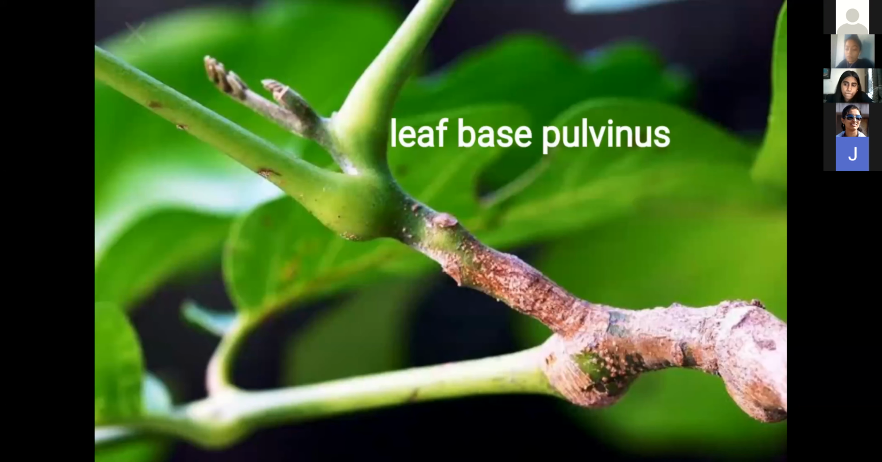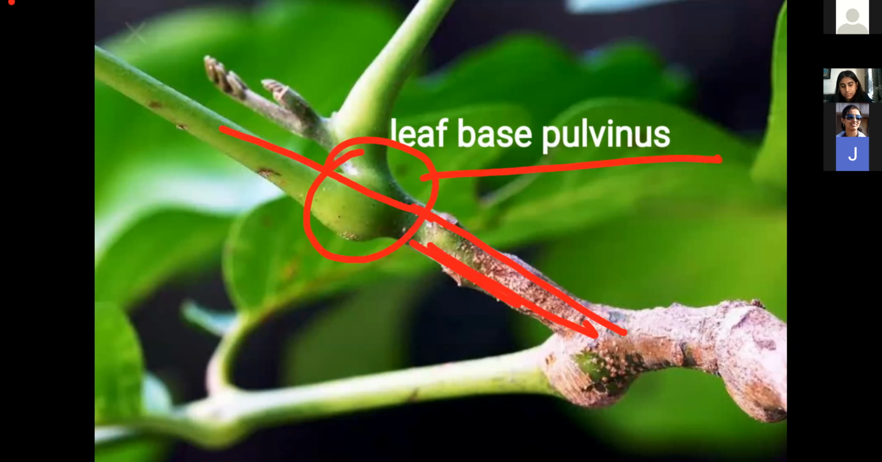See this. Can you make out this swollen structure? Right? This is the leaf base, pulvinus. This type of swollen structure. This is a stem axis. See, now the leaf formation starts over here. So the leaf base is there, that is pulvinus.